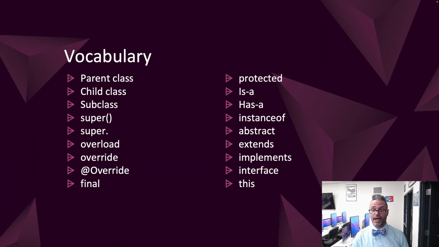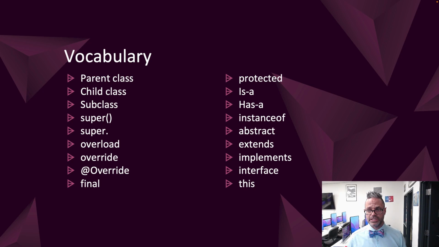There's a whole bunch of vocabulary that goes along with inheritance in computer science, specifically in Java. We can see right here we have parent class, child class, and subclass, three things you'll see as generic concepts. The super parens and super dot are Java-specific keywords we'll be working with and talk about here. Overloading and overriding deal with how we work with methods in Java and computer science. @Override is an annotation for Java for overriding a method for inheritance.